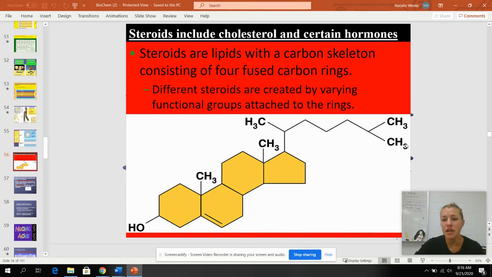The part that changes is this part up on top here. Different steroids have different functional groups that attach to these rings. So some different steroids include estrogen, progesterone, testosterone. Anything with that sterone at the end is going to be a steroid. The thing that makes it a lipid is the fact that it's only carbon, hydrogen, and oxygen. Okay, so it's only carbon, hydrogen, oxygen.